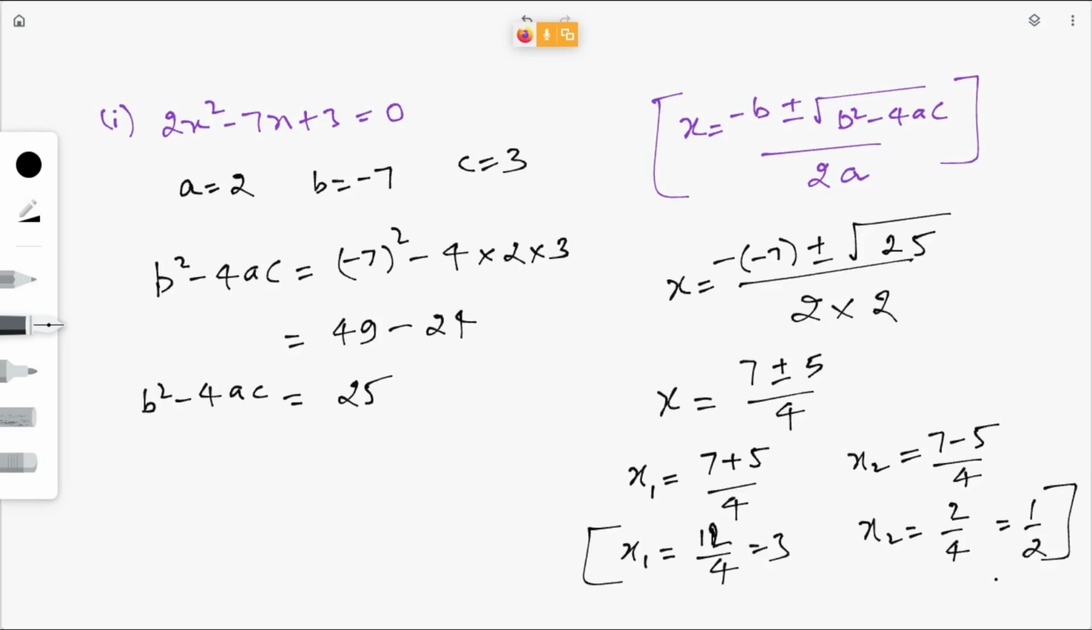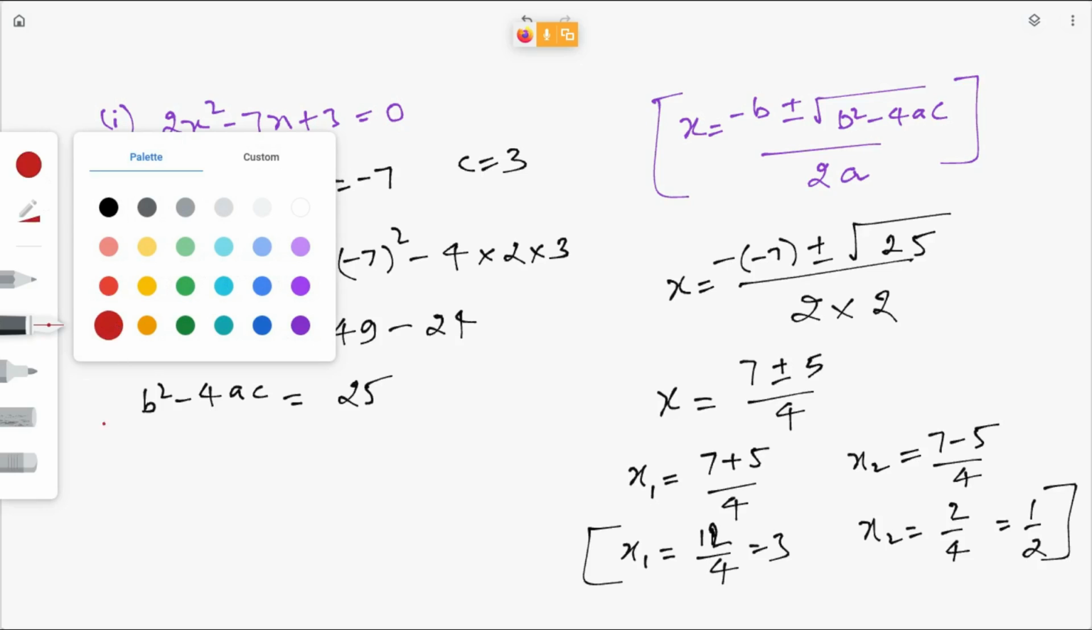Can you explain it again once? Which one? Left hand side, right hand side? Both? Okay, see here.